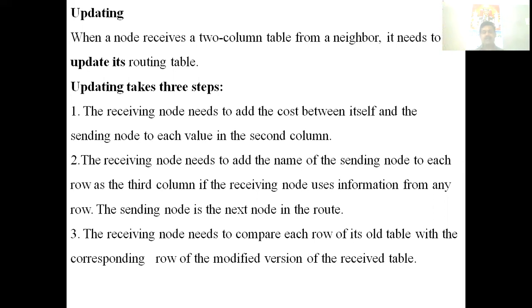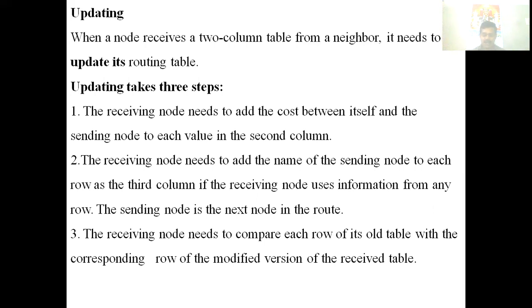So the next, third step is that it has to compare its old table and the new table. Two nodes are there: one is a sending node and another is a receiving node. The sending node sends its routing table to the receiving node. After receiving the routing table from the sender node, the receiver node is going to update its routing table. For updating, it has to do three things.